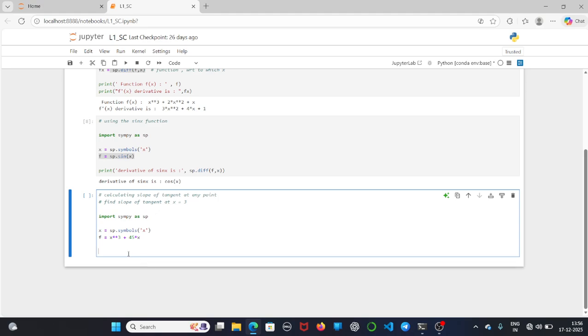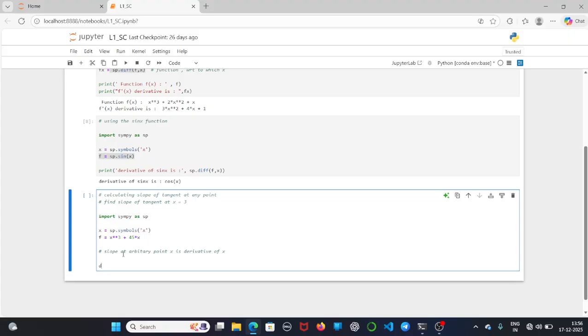Now you must know that the slope of the tangent at any point x is f prime of x, right? So first we need to calculate the slope at an arbitrary point x, which is the derivative of f. So let's first calculate the derivative. Let's name it df. df is equal to sp.diff, and I'm going to write f and x over here. What it returns is the slope of the function at an arbitrary point x, right?